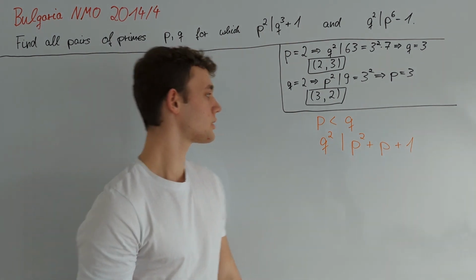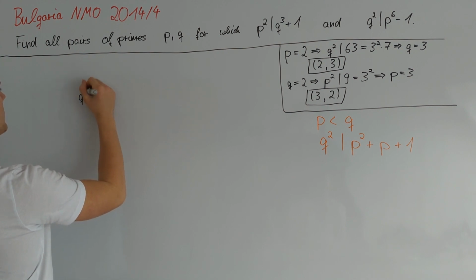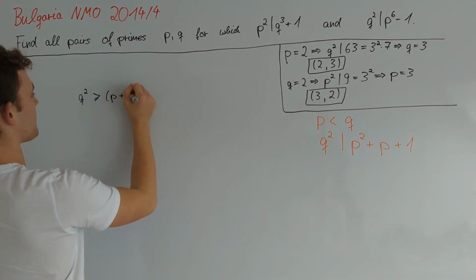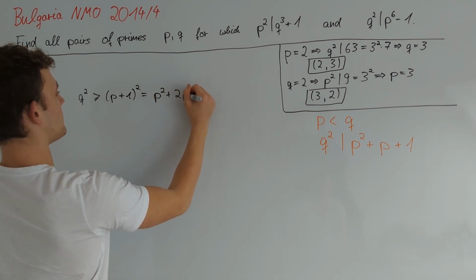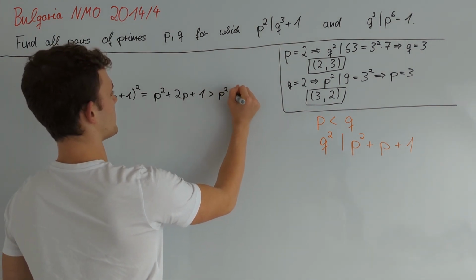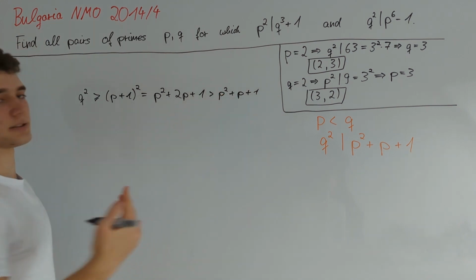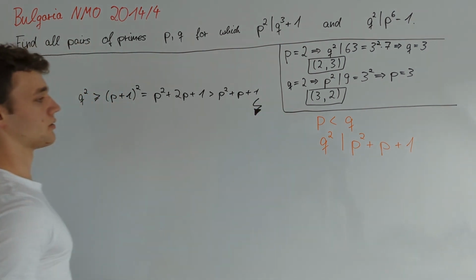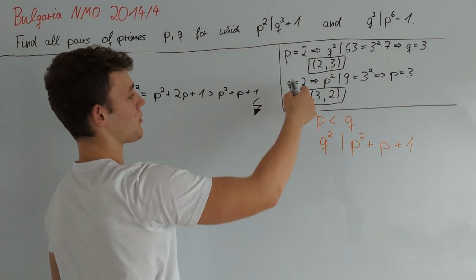And now we will finish the proof with our improved pens. We see that q squared is at least (p plus 1) squared because q is greater than p. Now this is equal to p squared plus 2p plus 1, which is clearly larger than p squared plus p plus 1. But q squared should divide this quantity, and this is of course a contradiction because p squared plus p plus 1 is greater than 0. And therefore we are done in this case and get no solution other than (2,3) and (3,2).